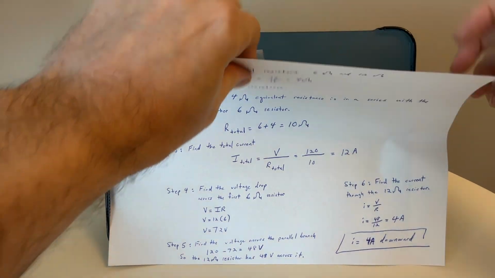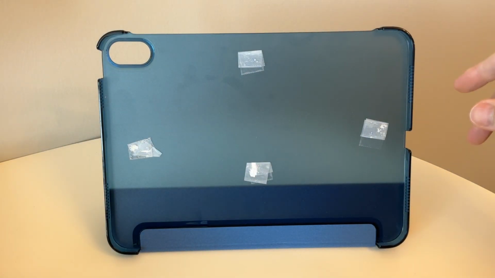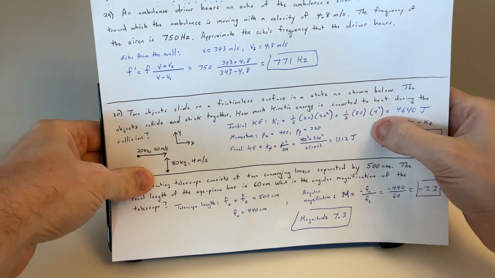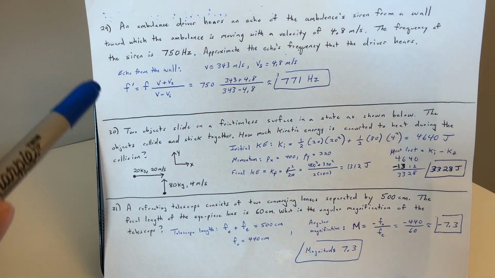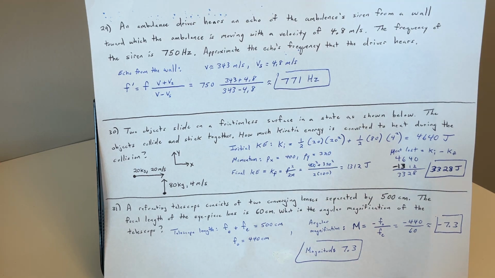Okay, moving along, that was 26, 27, 28. Okay, so 29. An ambulance driver hears an echo of the ambulance's siren from a wall toward which the ambulance is moving with a velocity of 4.8 meters per second. The frequency of the siren is 750 hertz. Approximate the echo's frequency that the driver hears.